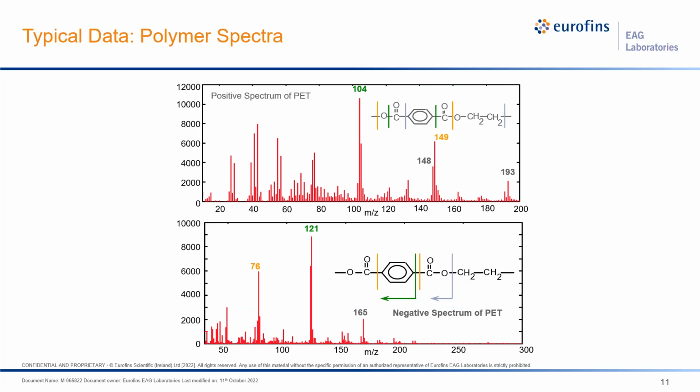These are mass spectra of a polymer, polyethylene terephthalate. The top spectrum is a positive ion spectrum, and the bottom spectrum is a negative ion spectrum. On the horizontal axis is mass. On the vertical axis is simply intensity in counts.